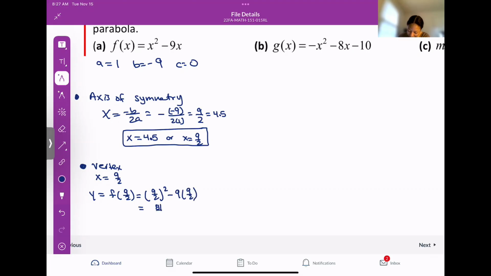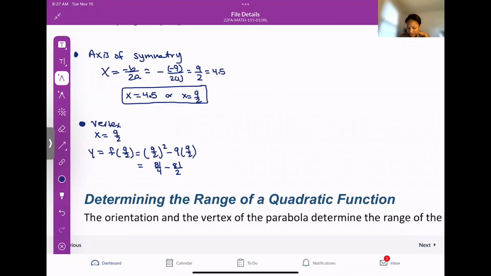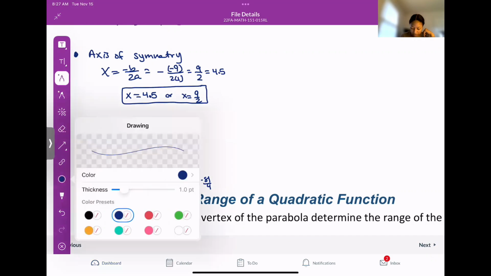81 over 4. Sorry, I was thinking in my head. Minus 81 over 2. Writing these with the same denominator, this will give us 81 over 4 minus 162 over 4. And then finally, when we subtract, that'll give us negative 81 over 4. Just going to erase a little bit down here and give us some more space.